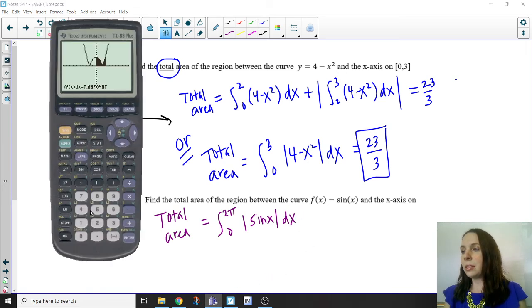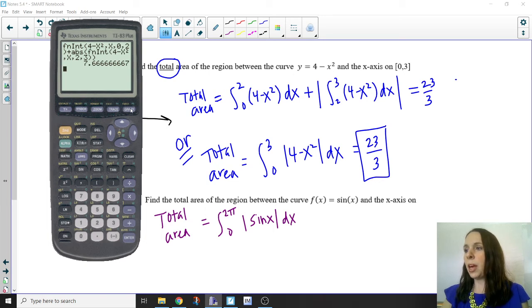And then let's go ahead with Calc 7 again. So absolute value of sine x. I'll do Zoom 7 this time for the trig viewing window. And then second trace, option number 7, 0, enter, 2 pi, enter. Oh no, something happened.